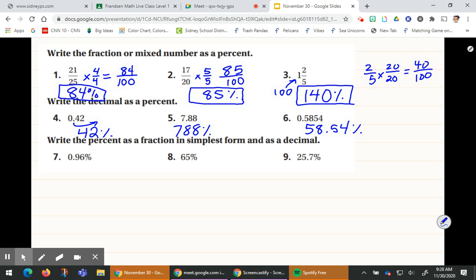Okay. And then finally, the writing a percent as a fraction in its simplest form. This percent as a fraction would be 96/100, wouldn't it? Yeah. Can we write that in its simplest form? No. Should be able to. We could start by dividing by 2, but I'm pretty sure that we would be able to divide it by 4.